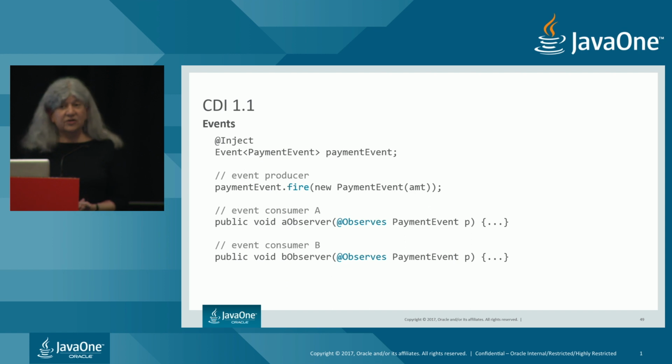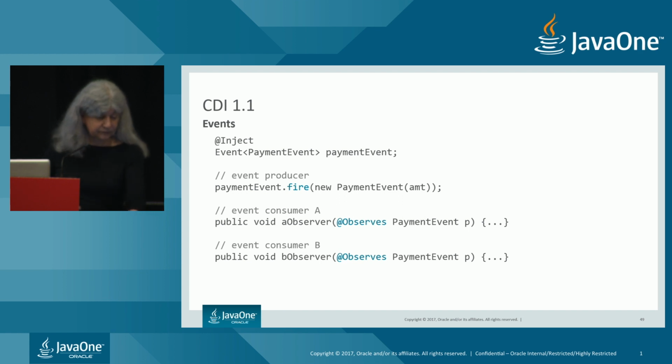Okay, events and observers. This is what things look like in CDI 1.1 or Java EE 7. You construct an event and you fire it. And when you fire it, the observers are invoked synchronously. They're invoked in the same thread as the fire method, and they're invoked in whatever order the CDI container chooses to invoke them in.